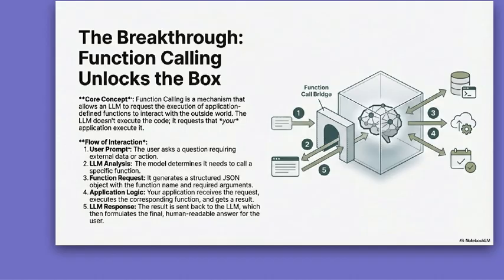Why is the JSON structure so important here? Why can't the LLM just output a text instruction like, hey, create a ticket? Because JSON provides a strict machine-readable contract. Natural language is always ambiguous, but JSON enforces a schema. It ensures predictable argument names and types.